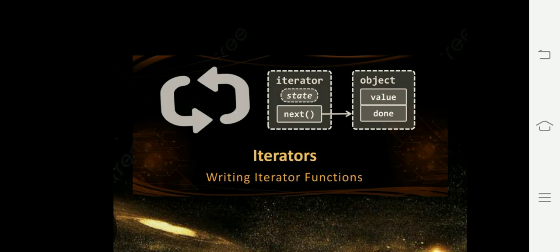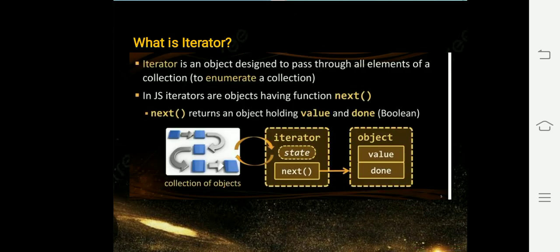The first property is value, which is the next value in the iteration sequence, and the next one is done, which is a boolean. This is true if the last value in the sequence has already been consumed. If the value is present alongside done, then it is the iterator's return value.